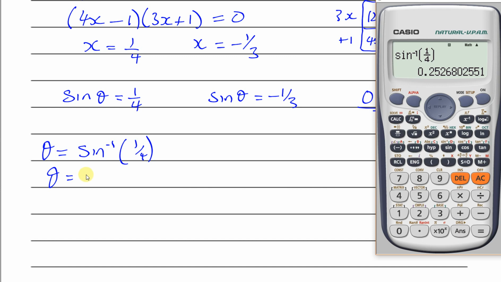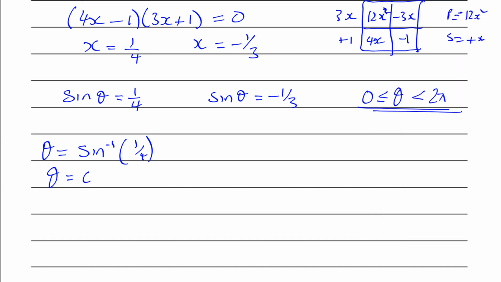0.25268. Okay, so that's the first solution. Now, 2 pi, remember, is 2 times 3.142, which is 6.284. That's what 2 pi is. So that's the value of 2 pi. So we have to get all the angles that are up to 2 pi, all right? Now, this is the first angle, okay?